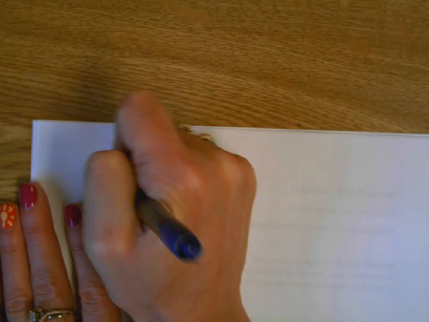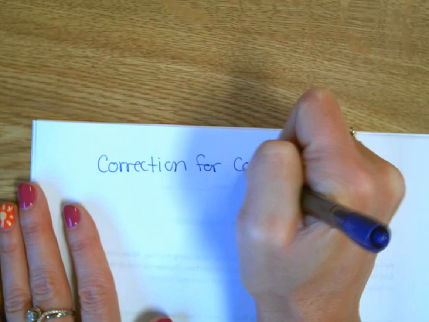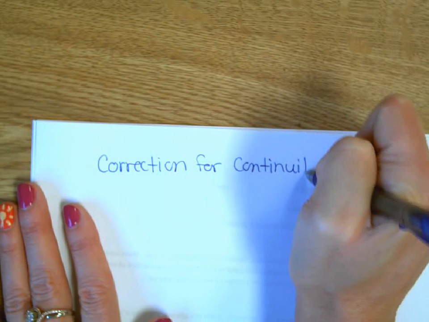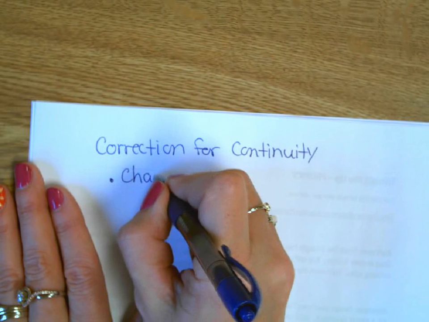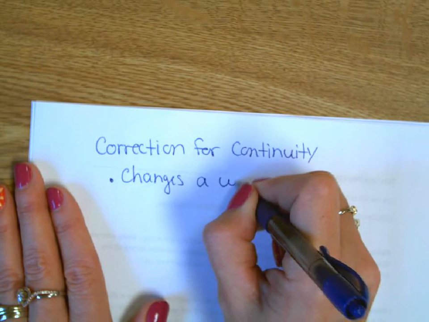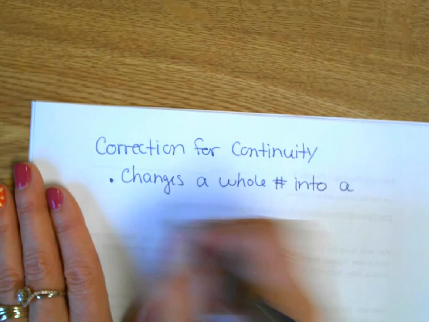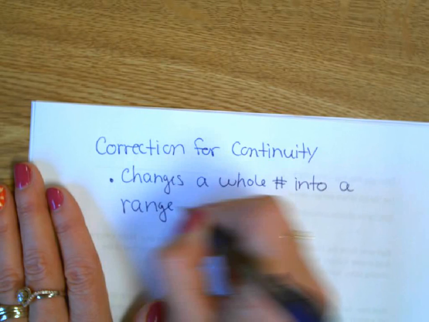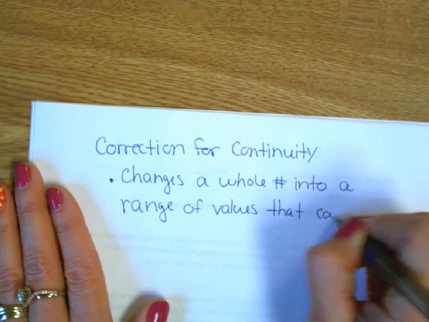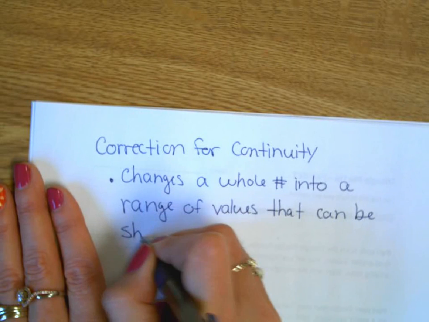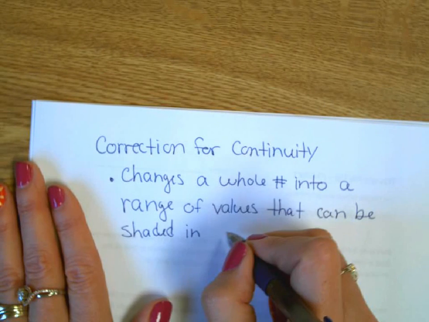So the correction for continuity changes a whole number into a range of values that can be shaded in under the normal curve.